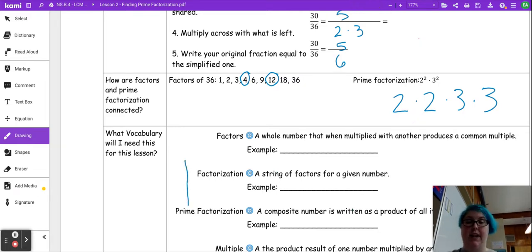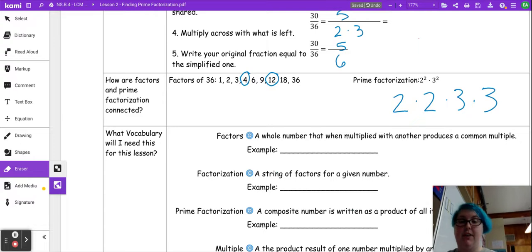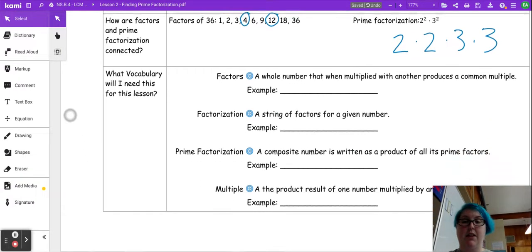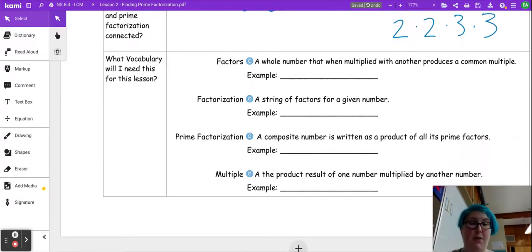Now, the last thing for you to do is fill out your vocabulary down here. You have to come up with your own example. Good luck, folks, and happy solving.